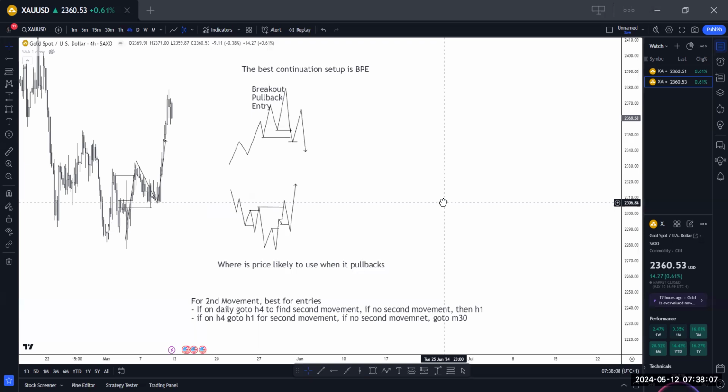So I want to talk about one more thing. Apart from the BPE, you can also use the EFG setup, right? The EFG can be a three candle type. I hope you guys have seen the video. It can be three candle type, or it can be the extended type. So you can also use that as your continuation setup. Okay. Our MSU, favorite MSU, is also a good continuation setup.